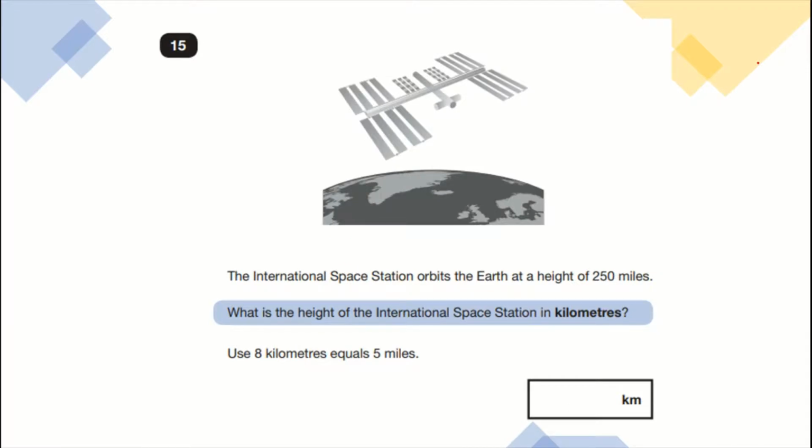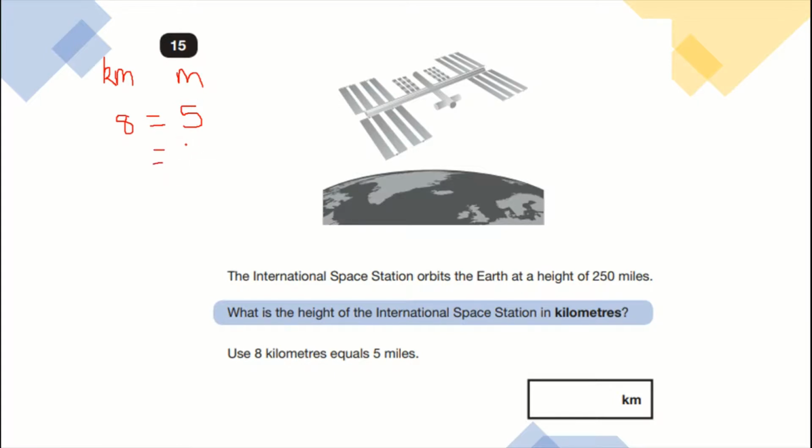Question 15. The International Space Station orbits the Earth at a height of 250 miles. What is the height of the International Space Station in kilometers? Use 8 kilometers equals 5 miles. If we write that out, 8 equals 5. This is our kilometers column, and this is our miles column.